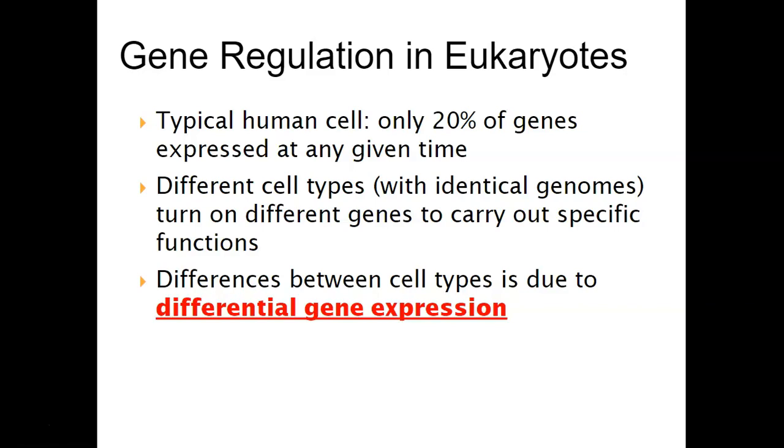All right, gene regulation in eukaryotes. So no operons. Eukaryotes are different. We have all of these cells with all of our DNA, but only about 20% of the genes are on at any given time. Different cell types turn on different genes in the first place. That's how we have a liver cell versus a brain cell versus a heart cell. That is what we call differential gene expression. Different cell types express different genes at different times.